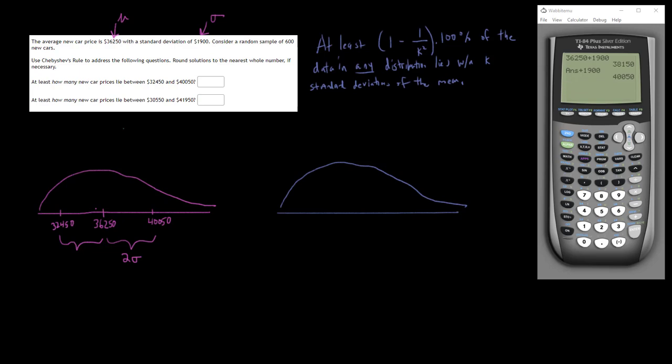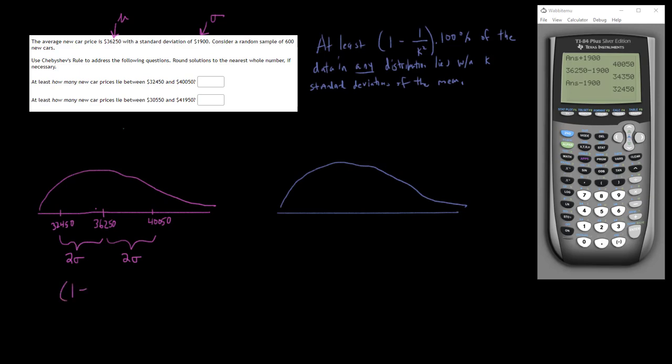Now, just to double check ourselves, this distance here should also be 2 standard deviations. So let's see. If we start with the mean, 36,250, how many times do I have to subtract 1,900? If I subtract it once, I get that. If I subtract 1,900 again, the standard deviation, what do I get? 32,450. So this distance, again, is 2 standard deviations. So all I have to do is plug in k equals 2. I'm talking about 2 standard deviations.